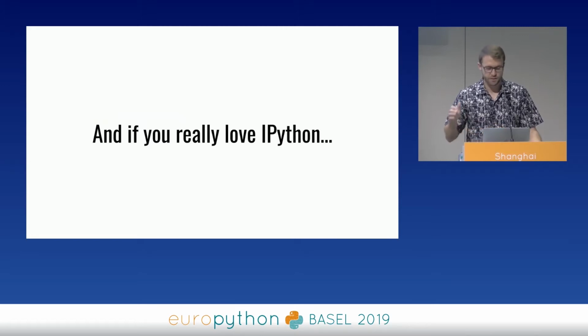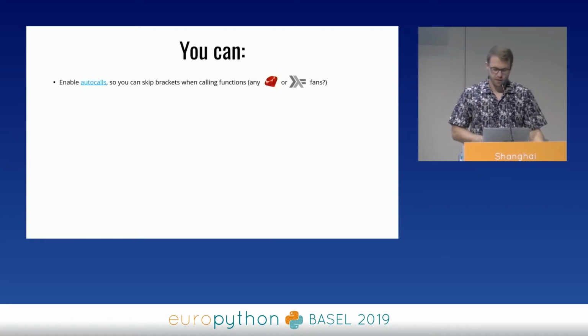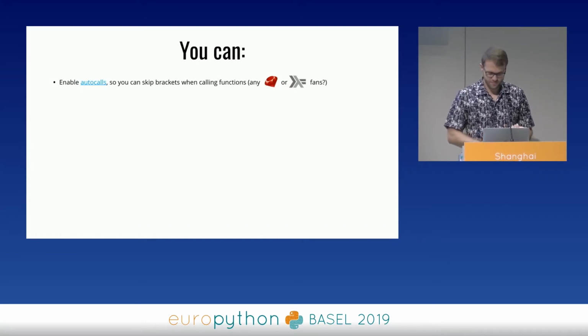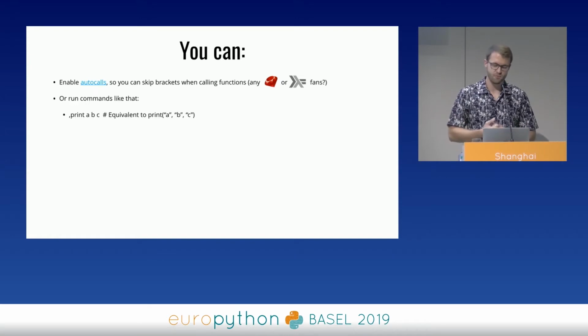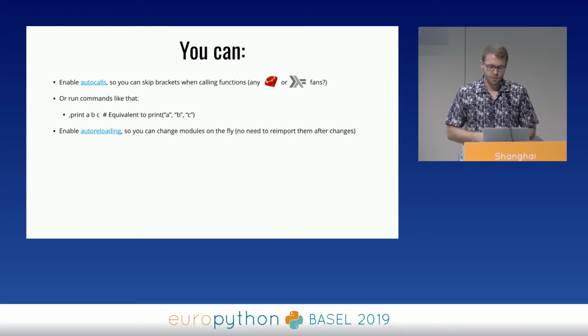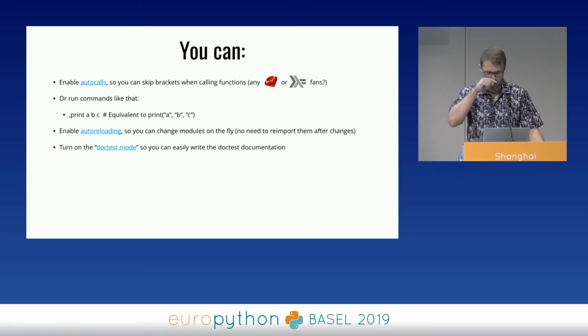And if you really, really love IPython, there is still a bunch of crazy stuff that you can do, but I don't have time to discuss them all, so I'm just gonna quickly show some of them. So you can enable autocalls, so you don't have to use brackets when calling functions. Or you can start a line with a comma, so you don't even have to put quotes around the parameters when calling a function. You can enable the auto-reloading that I mentioned before, so you can change the imported modules on the fly, and then you don't have to re-import them each time. And if you're writing doctest, you can turn on the doctest mode to make copying code from IPython easier.